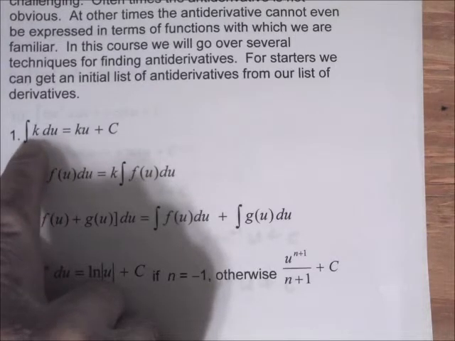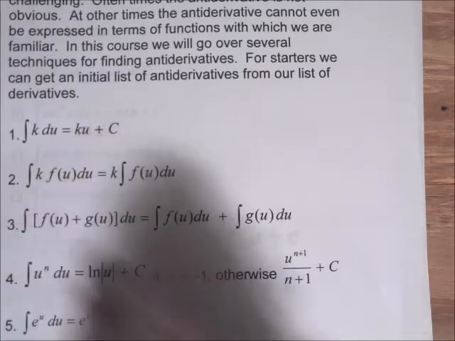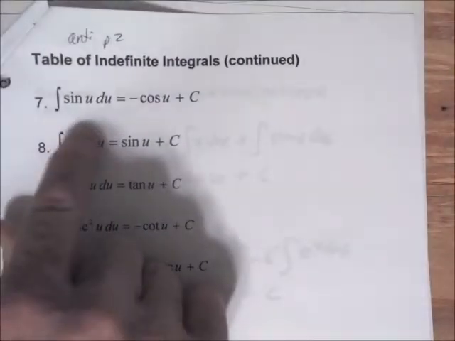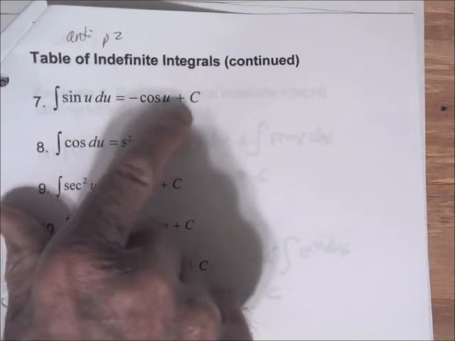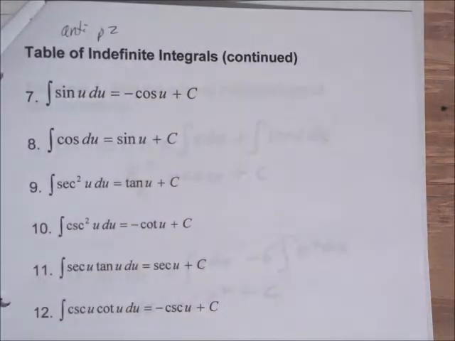So, for example, the integral of k du is k times u plus a constant. Another example here: the antiderivative of sine of u is minus cosine of u plus a constant. So there's a whole family of functions that have the same derivative.